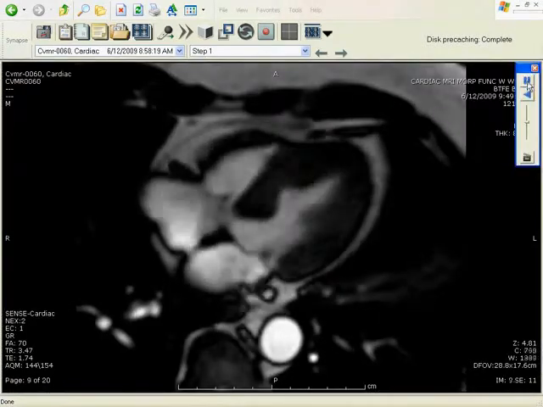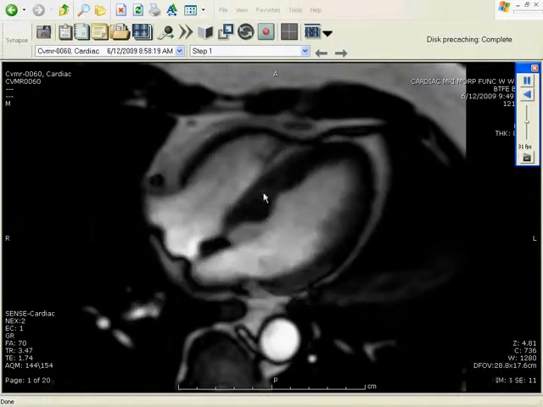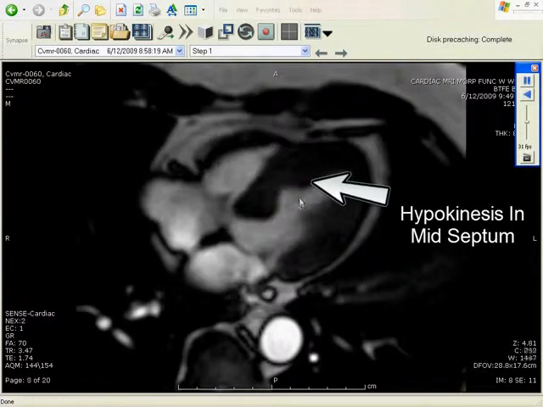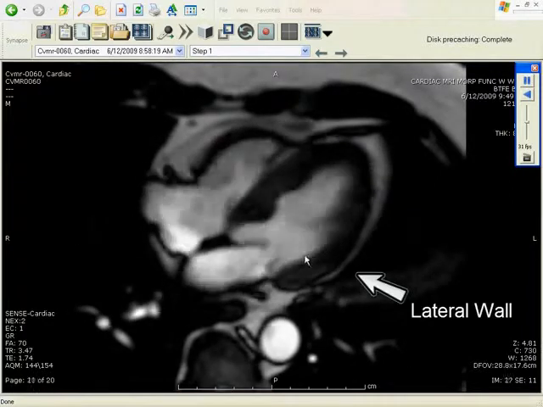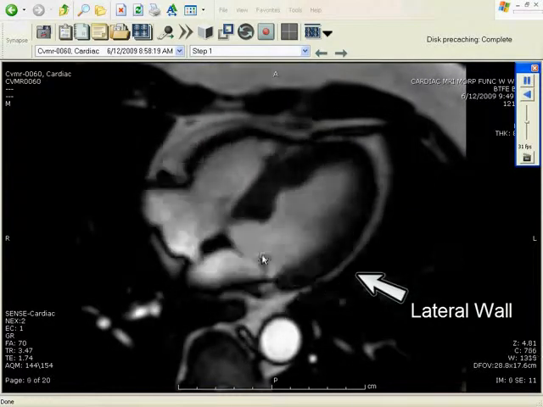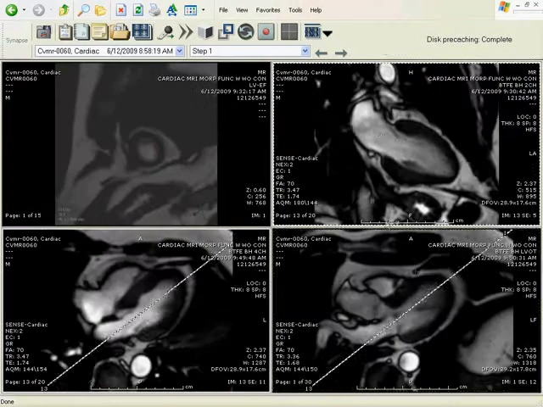Now the four-chamber view, the main finding is that there is an area of severe hypokinesis in the mid-septum. So there is severe hypokinesis in the mid-septum. The lateral wall demonstrates normal contraction, just mild thickening of the mitral valve, no mitral valve regurgitation.